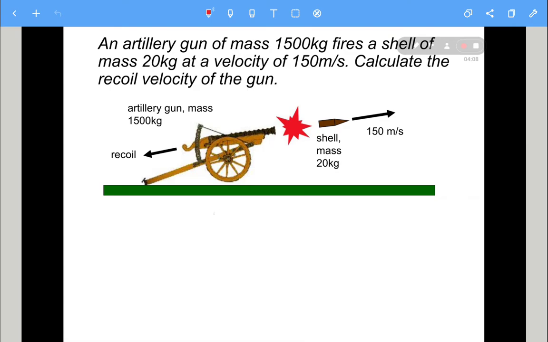It's quite straightforward. What I would write is the momentum of the gun is equal to the momentum of the shell. Now, one of these can be negative. It wouldn't be the end of the world if it wasn't. So the momentum of the gun is the mass times the velocity. So that's 1,500 multiplied by the velocity of the gun, which is what we're trying to find out, so I'll call that Vg, equals the momentum of the shell. So the mass of the shell is 20 multiplied by the velocity of the shell, which is 150 meters per second.